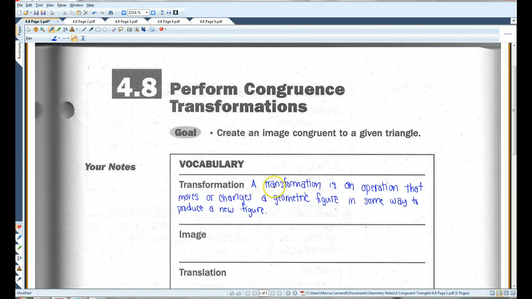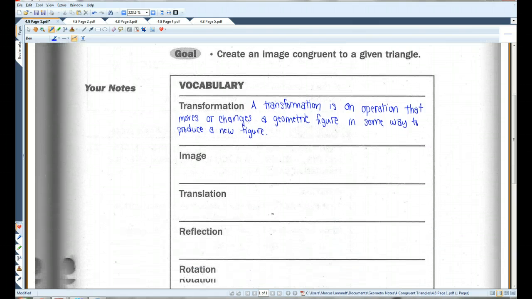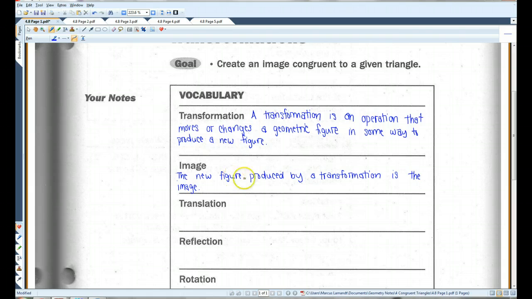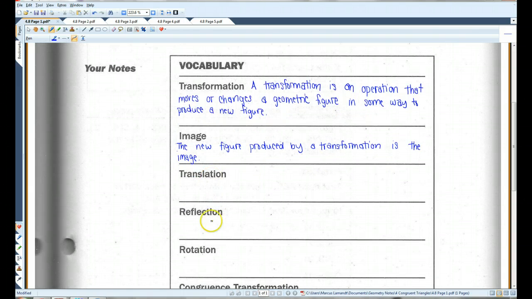Transformation. A transformation is an operation that moves or changes a geometric figure in some way to produce a new figure. And there are different kinds of transformations that we'll be looking at, namely these three: translation, reflection, and rotation. An image, the new figure produced by a transformation, is the image. So when we perform these transformations, and we'll do some examples of what these transformations look like, the new figure that you get as a result is called an image. So anytime I'm talking about the quote-unquote image, that's what I'm referring to.